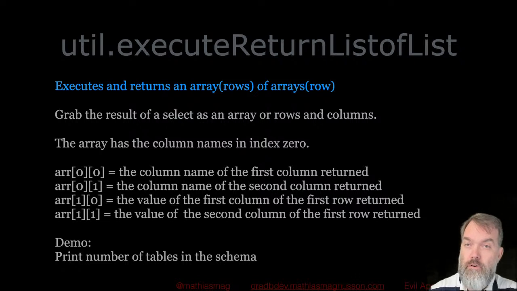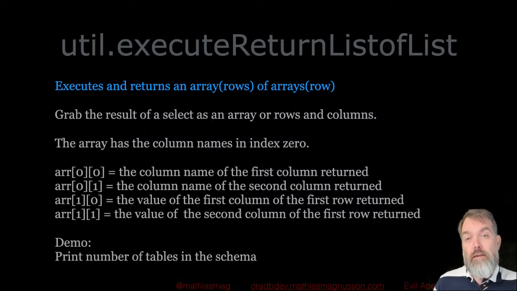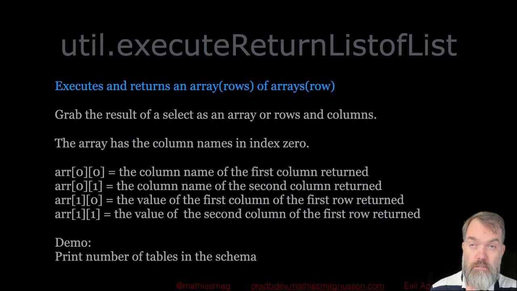Then we have execute return list of list. The explanation says execution returns an array rows of arrays row. That becomes a bit too technical wording for me to really understand. It took me a while to understand what this did and what the difference was between it and the next version of this that we'll look at shortly, which has a similar explanation.